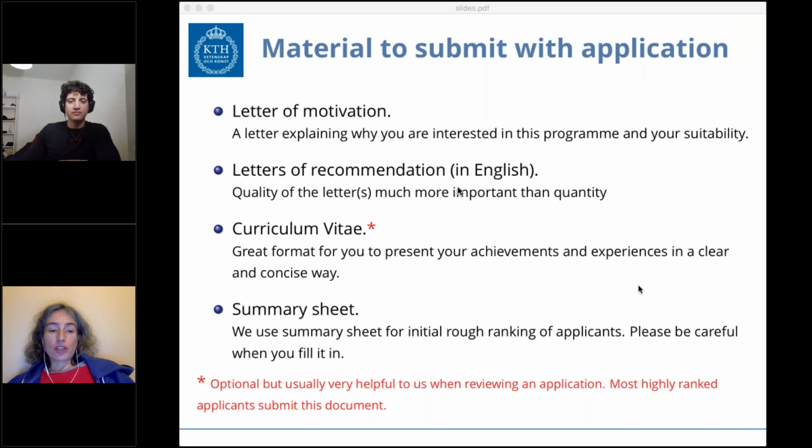And also the summary sheet. So we use summary sheets for the initial rough ranking of applicants. So please carefully fill it in. If you don't fill it in at all, we probably won't review your application, because we get over 1,000 applications, and we're not that many looking at all the applications, so we have to automate a little bit, and we use the summary sheet information for this automation. Okay.